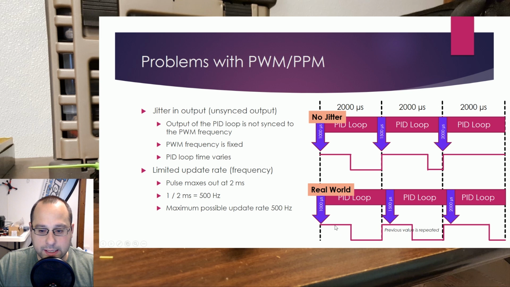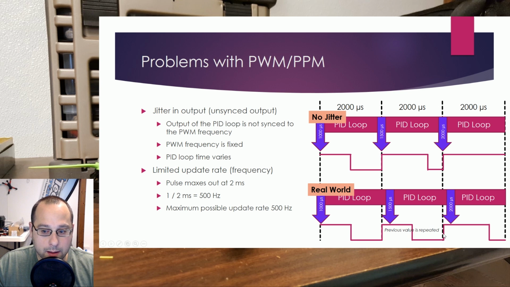So here, the ESC is looking at the 500 hertz signal, and it was waiting for the next update. And since it didn't receive a new update, it begins outputting the same value that it did the last time. Okay? Which is 1000 microseconds. Now, just a few microseconds into this loop, the PID loop finishes and the new value is output. 1500 microseconds. Sorry.